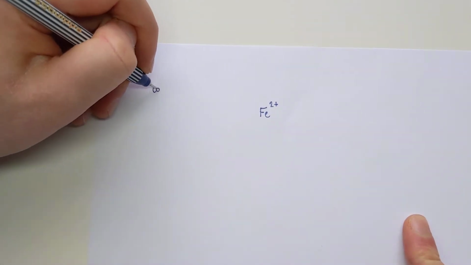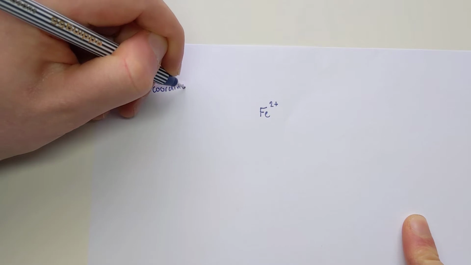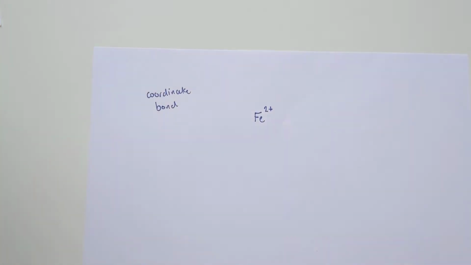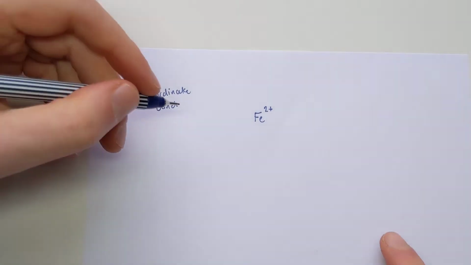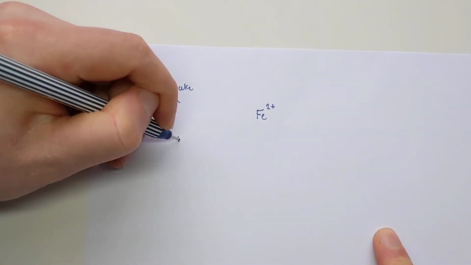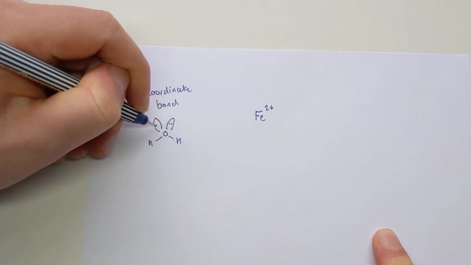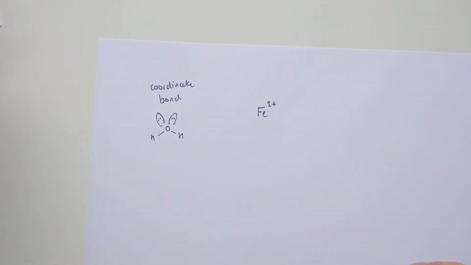So if you remember what a coordinate bond is back from AS level, it's basically like a covalent bond, but don't worry about being covalent. It's a bond where both of the electrons of the pair come from the same atom. Basically, if we think of an example like water, it comes about when you've got things with lone pairs. Lone pairs can be donated into empty orbitals, donating both electrons of a pair into the empty orbital.